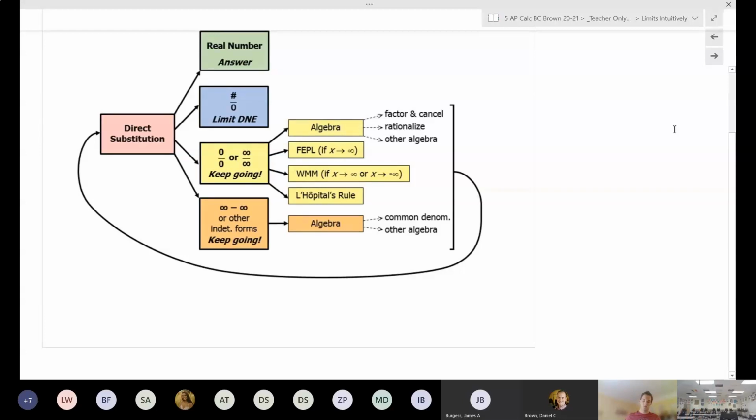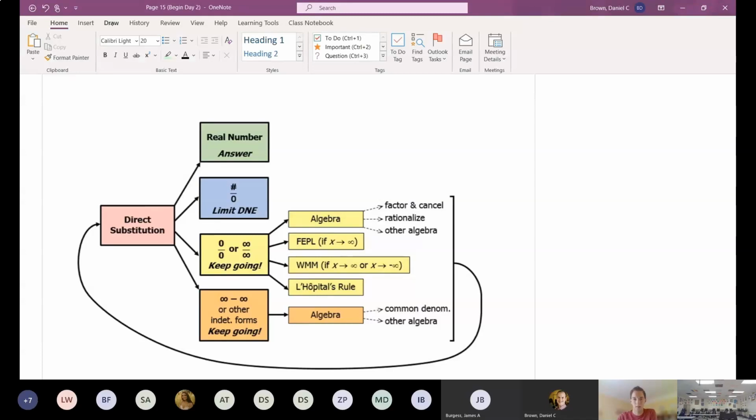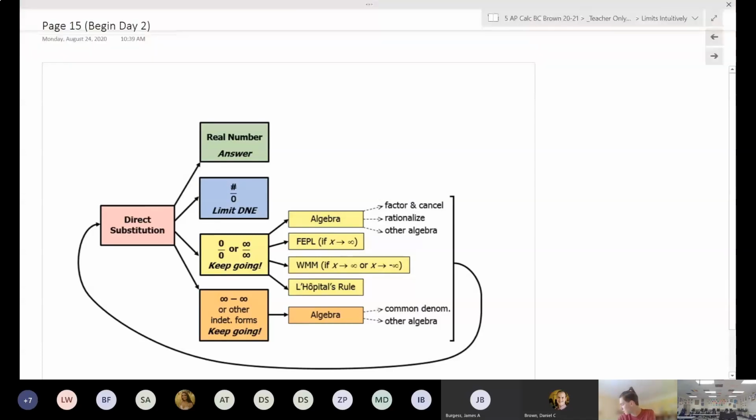So today I did want to go ahead and finish looking at these limits intuitively. This is the final filled out version of the flowchart that we're going to be looking at. And in this flowchart, you can see the different ways that we can look at limits. So we know that we always are going to look at them by a substitution first, and that's the first thing you always want to try to do.